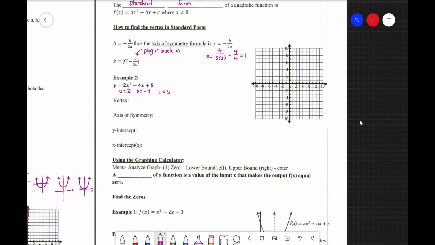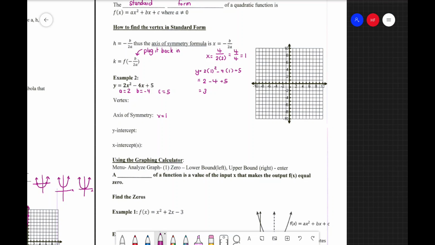So my axis of symmetry is at the line x equals 1, and then in order to find my vertex, I'm just going to plug that x back into the original function. So y would equal 2 times 1 squared minus 4 times 1 plus 5. 2 times 1 squared is 2, minus 4 times 1, which is 4, plus 5. 2 minus 4 plus 5. We've got 5 minus 4, which is 1, plus 2, which is 3.